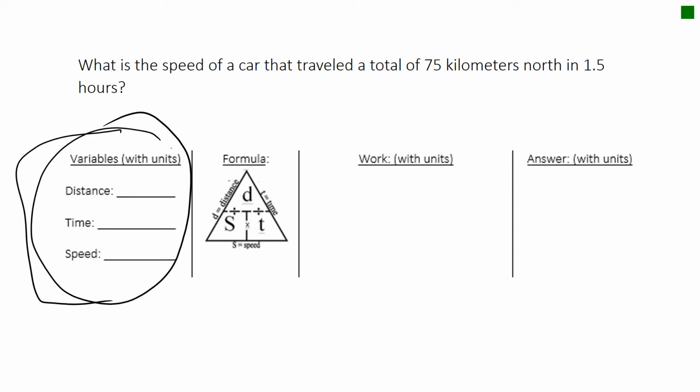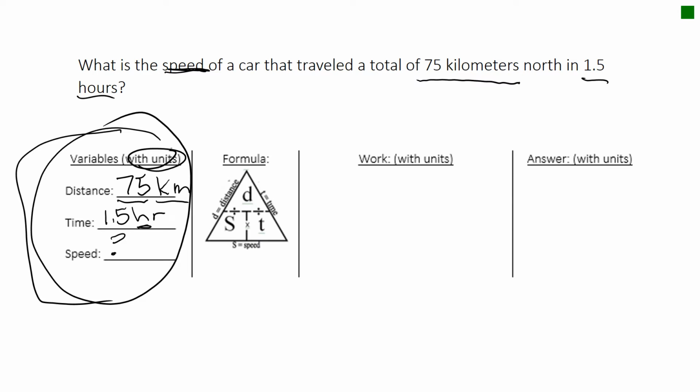It says, what is the speed? So I'm asking for speed, and under speed I'm going to put a question mark. Of a car that traveled 75 kilometers north, so 75 kilometers would be my distance. I need to write the number 75, but I also need to write the units. If you do not write the units, then you are losing that point. This is a point for writing the number and a point for writing the kilometers. In 1.5 hours, so under time, I'm going to write 1.5 hours. Notice once again, I wrote the units.